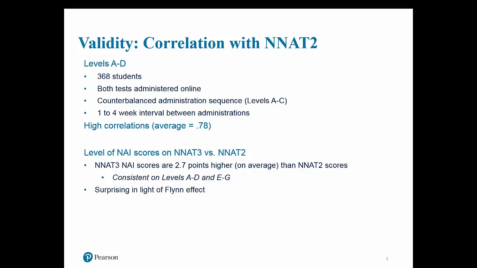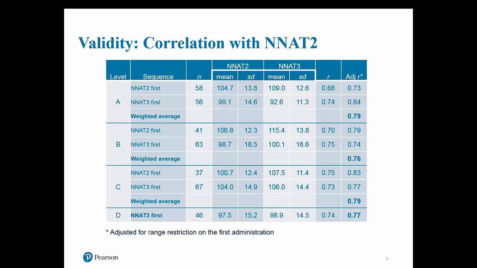This is the correlation study with NNAT2. At levels A through D, we included 368 students. Both were online administrations, counterbalanced in sequence, with again a 1 to 4 week interval between administrations. I'll show you the details in a second, but the average correlation again is close to 0.78. Let me go ahead and show you the data for that particular study.